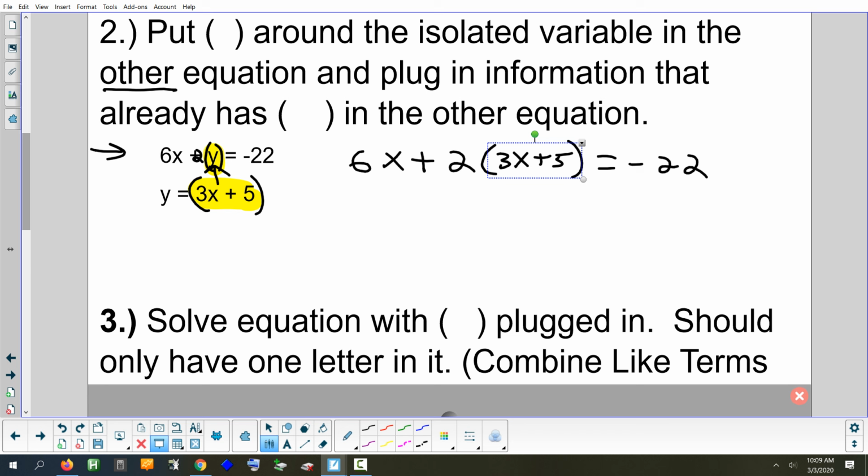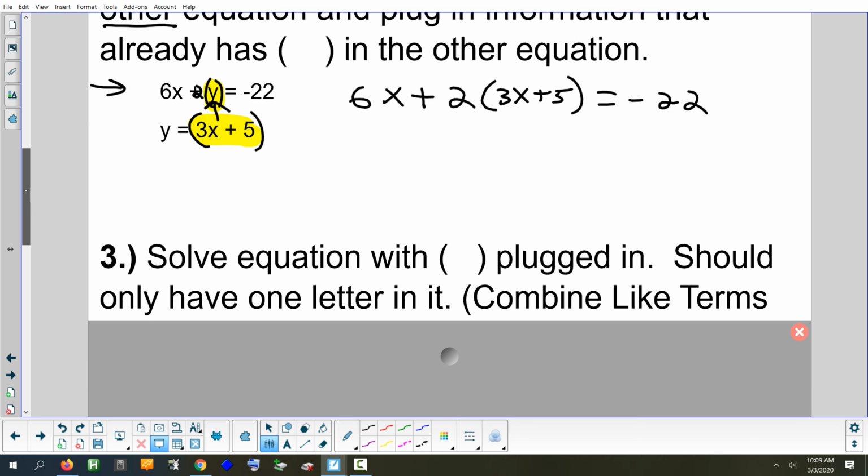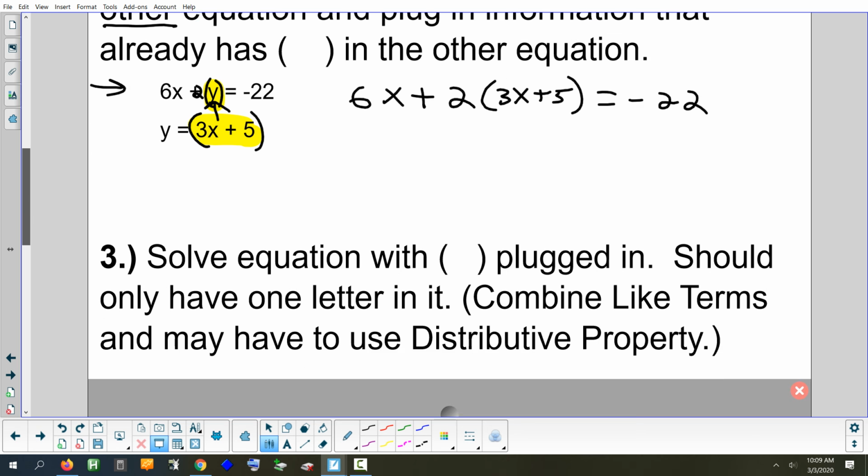So now we can solve that. That's what we've worked on a lot of this year. Taking an equation that has one letter in it and solving it using SAM. Simplify, add, subtract, multiply, divide. All right. So use SAM, which means combine like terms. You might have to use distributive property. You might have to use addition, subtraction, multiplication, all that stuff.